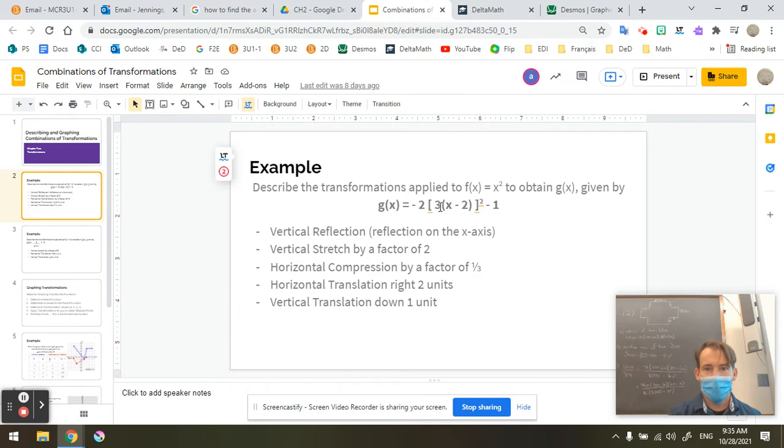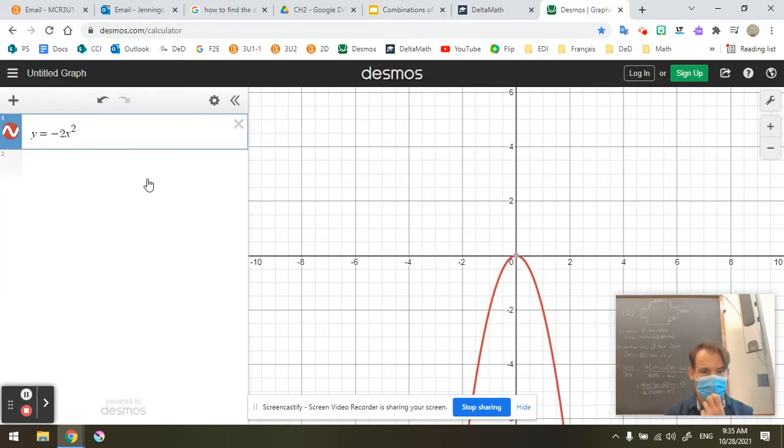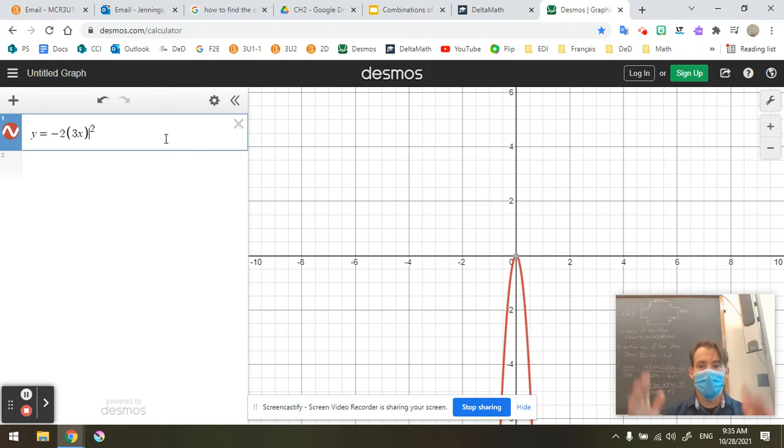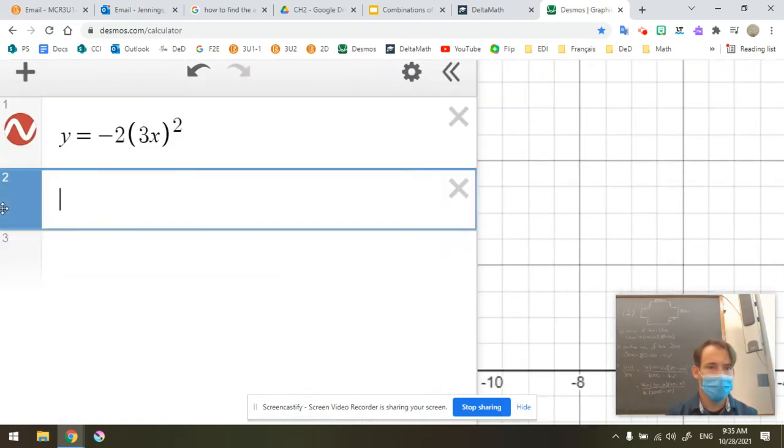And then we also want to horizontally compress it by a factor 1/3. We're going to squeeze it towards the y-axis by a factor 1/3. If I'm doing that with a parabola, I actually need to have that right next to my x. Now I've squeezed it by a factor 3 towards the y-axis. Notice the effect of these brackets algebraically. This is now 3x all squared. The 3 will be squared. It's like multiplying it by 9.